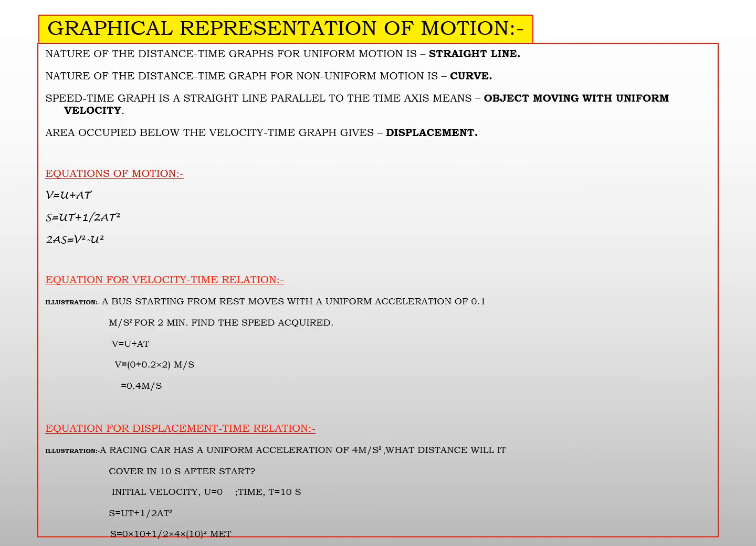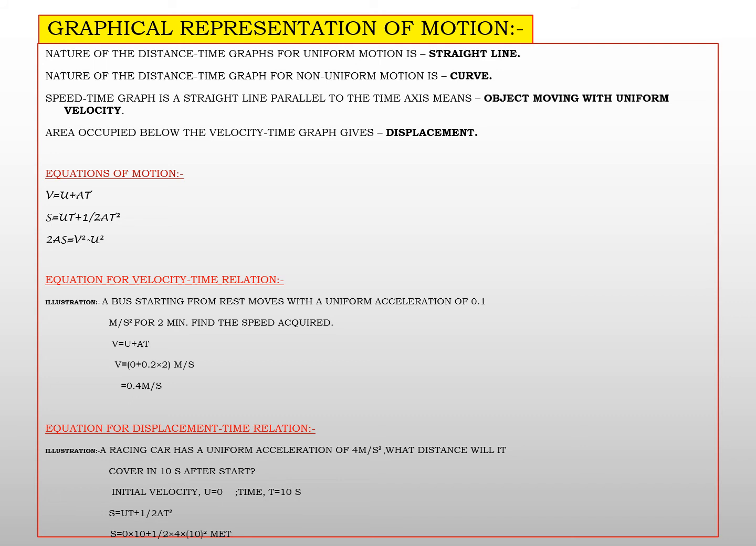Graphical representation of motion. This is the question, and we have derived this concept from the given question. Nature of the distance time graph for uniform motion is a straight line. Nature of the distance time graph for non-uniform motion is a curved line. A speed time graph that is a straight line parallel to the time axis means the object is moving with uniform velocity. Area occupied below the velocity time graph gives displacement.